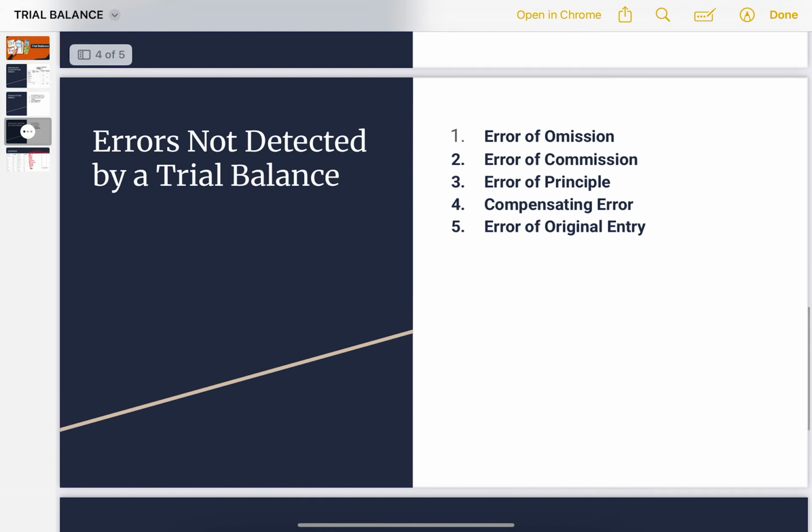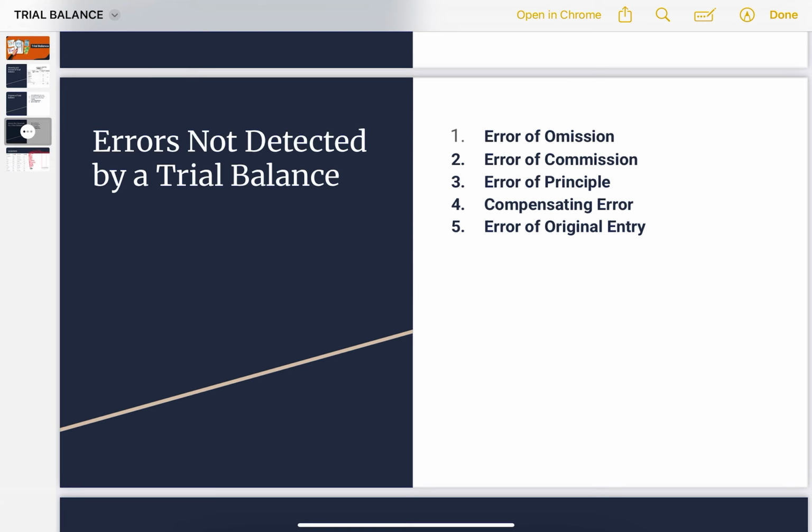Coming to the errors which are not detected by a trial balance. Firstly, error of omission. It consists of transactions that are not recorded at all. For example, we have received 5,000 from a customer, but we forgot to record it in the books. So neither the debit nor the credit was recorded. In this case, the trial balance will still tally because the amount is not recorded on both parts.